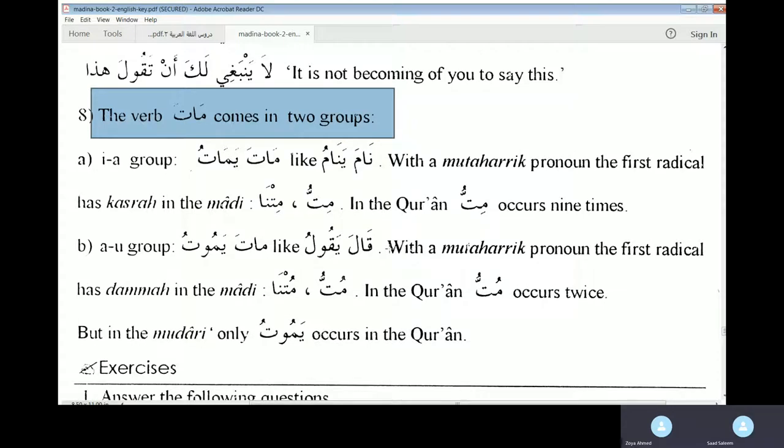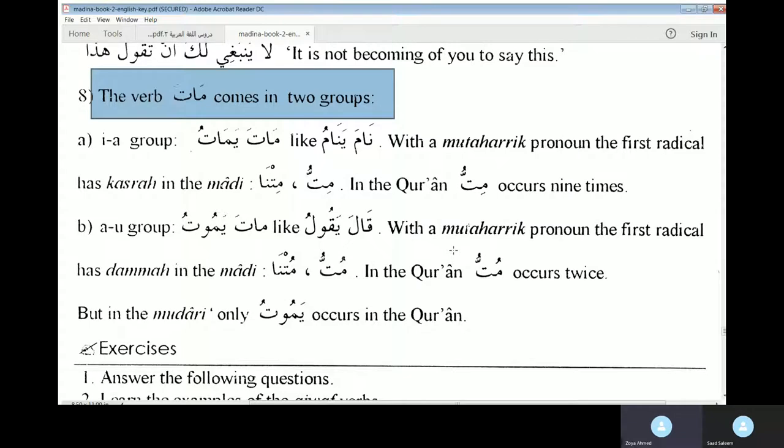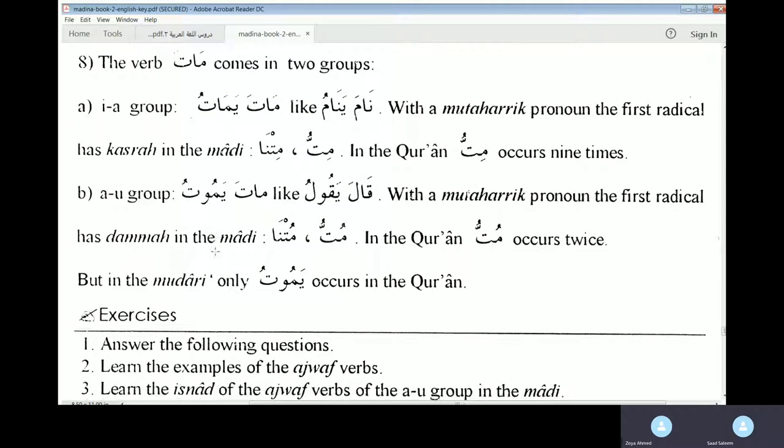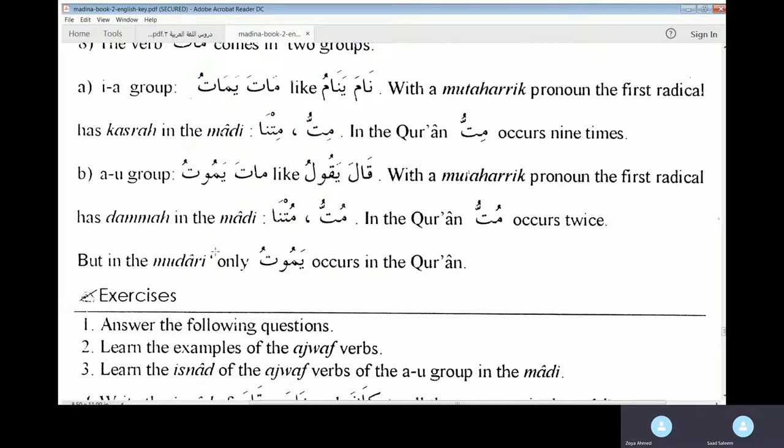The verb mata comes in two groups. Kasra and fatha group: mata yamatu, like nama yanamu. With the mutaharik pronoun, the first radical takes kasra in the mazi: mitu, mitna. In the Quran, mitu appears 9 times. Fatha and damma group: mata yamutu, like qala yaqulu. With the mutaharik pronoun, the first radical takes damma in the mazi: muttu, mutna. In the Quran, muttu occurs twice. But in the muzari, only yamutu appears in the Quran.